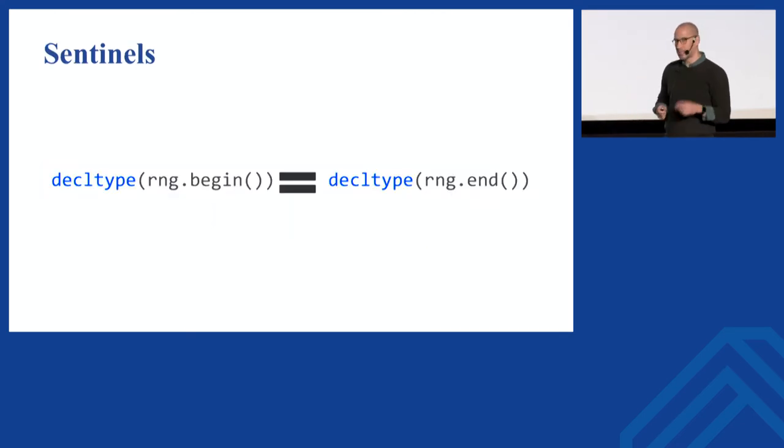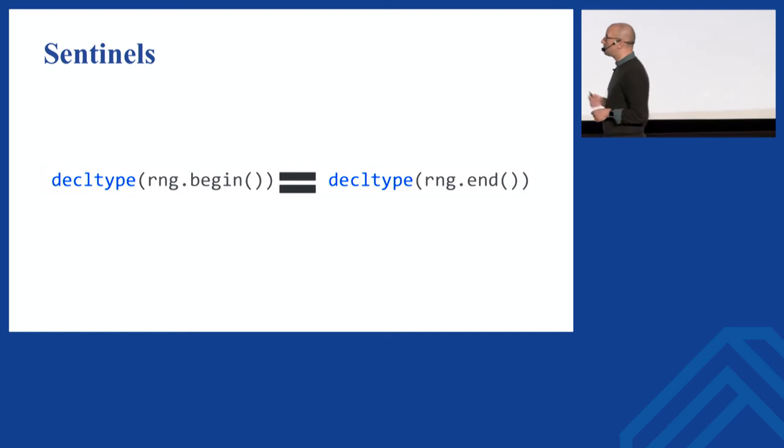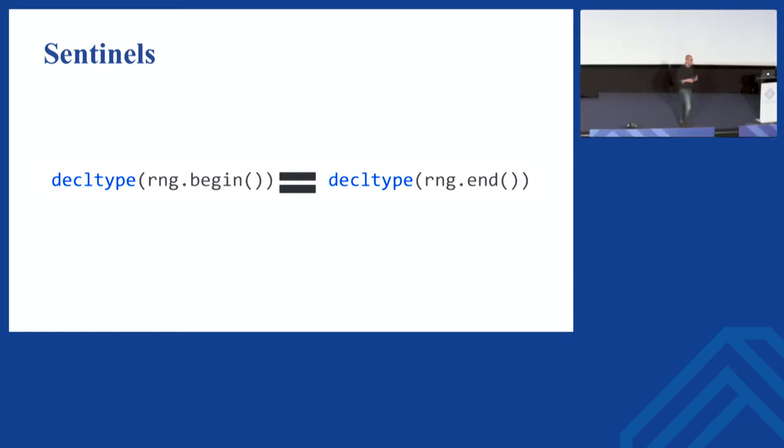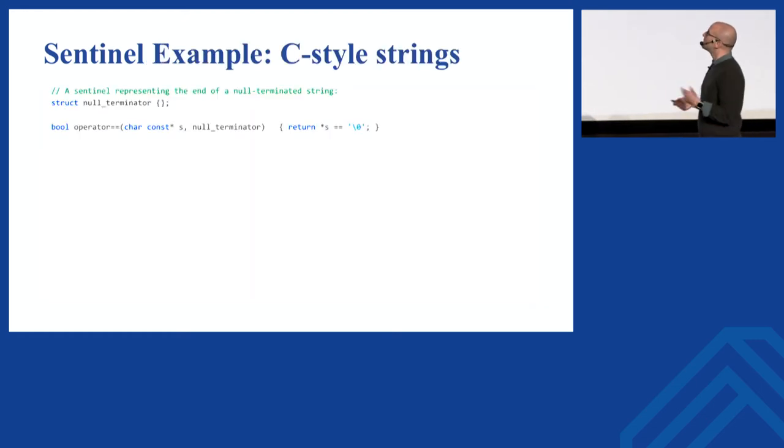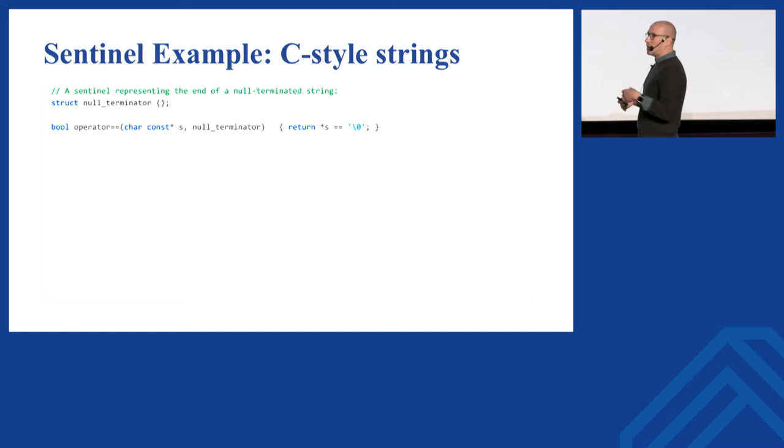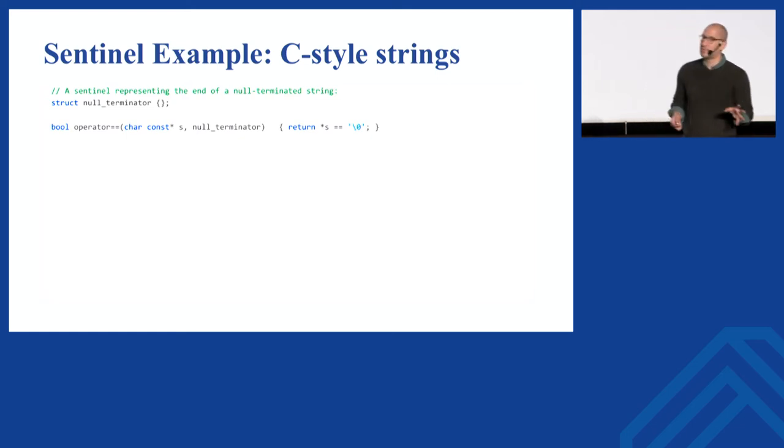Okay, so sentinels. Like I said earlier, range.begin does not necessarily have to return an object of the same type as range.end. It just has to return something that's equality comparable. So here's a simple example. Imagine you want to call an algorithm on a null terminated string. You can't do this very easily in today's standard template library. You can do it, but you really have to shoehorn it.